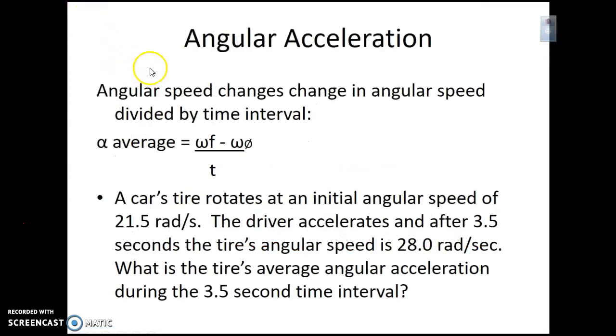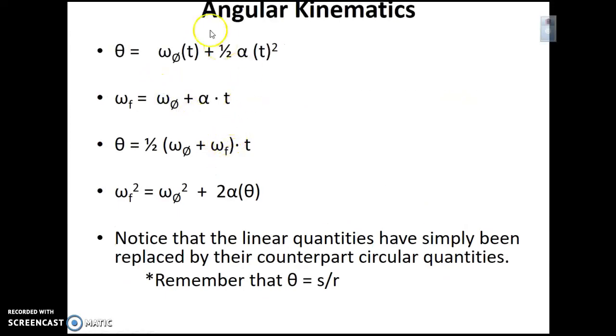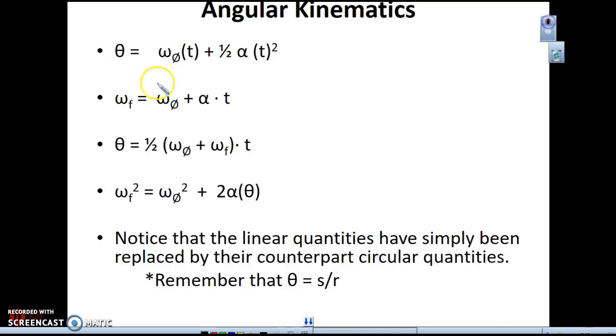Okay, so this probably leads us into the next thing you're expecting, and that is, yes, angular kinematics. If we look at the linear counterparts, x is equal to v sub naught t plus 1/2 at squared. V sub f was equal to v sub naught plus at. X or y was equal to 1/2 times v sub naught plus v sub f times time. And v sub f squared was equal to v sub naught squared plus 2ax or 2ay.